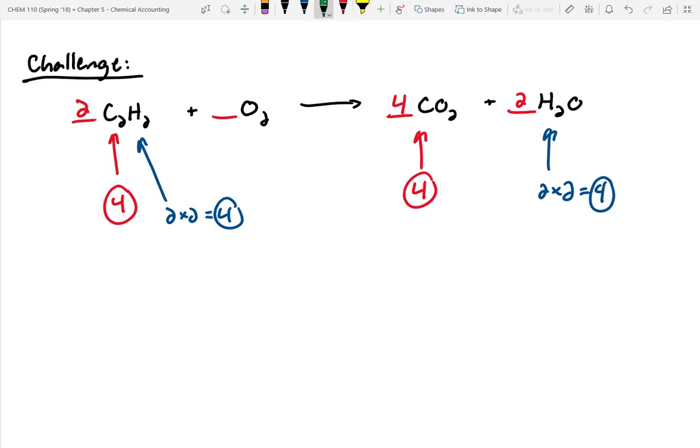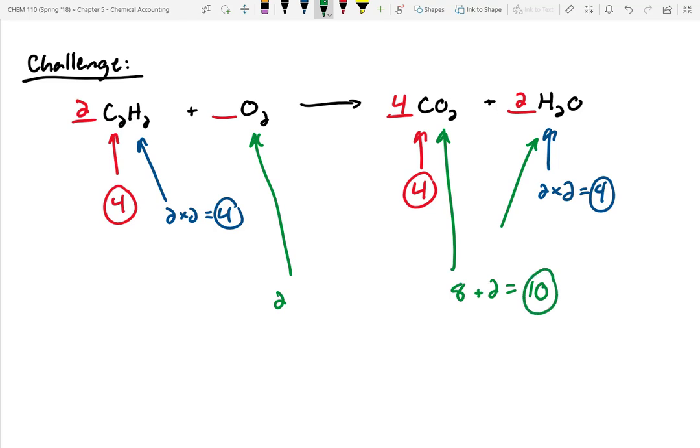Last but not least, let's do oxygens. Over here, we've got 2. Over here, we have 4 times 2 would be 8, plus 2 oxygens from water is 10. So over on the left-hand side, or sorry, right-hand side, we've got 10. On the left-hand side, we have 2. So how can we fix that? Put a 5 in front of the O2. So now when we go ahead, we can say 2 times 5 equals 10. It looks like all of our atoms are balanced on the left and right.